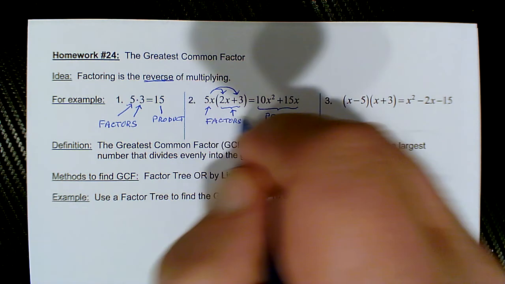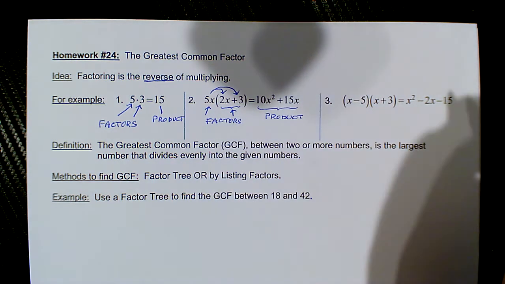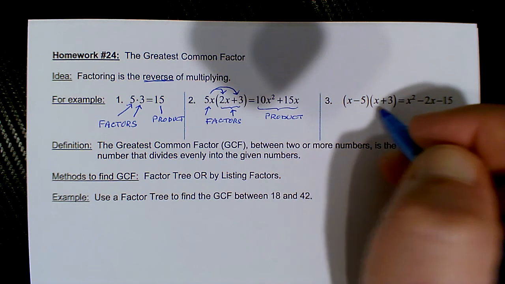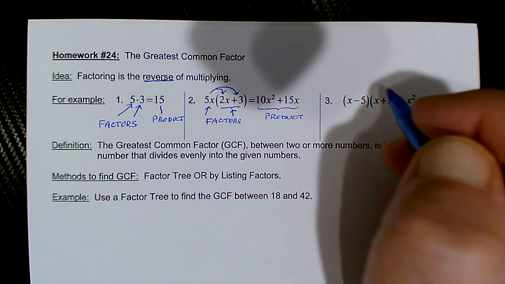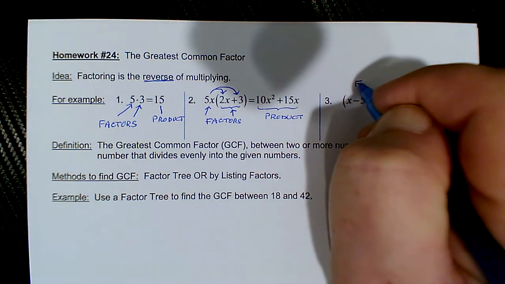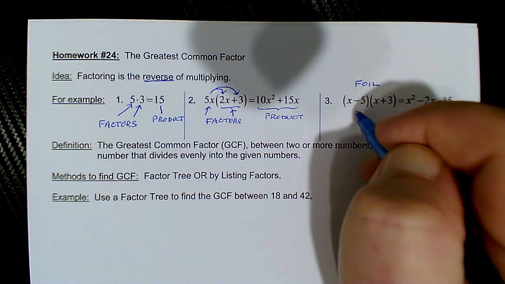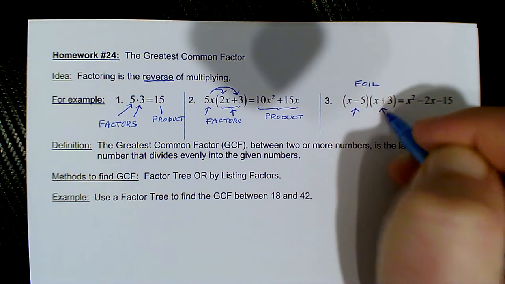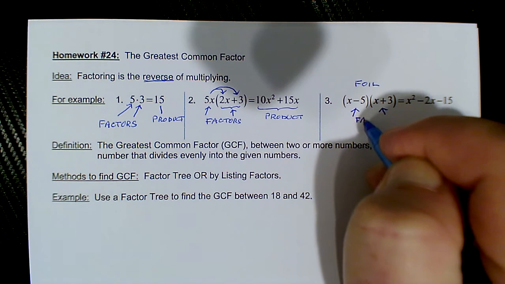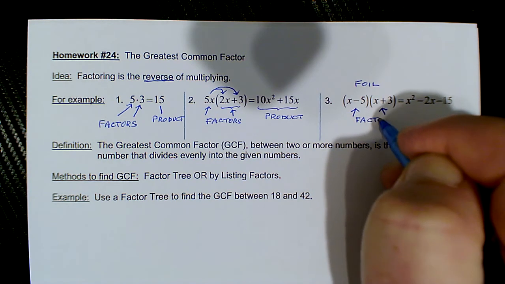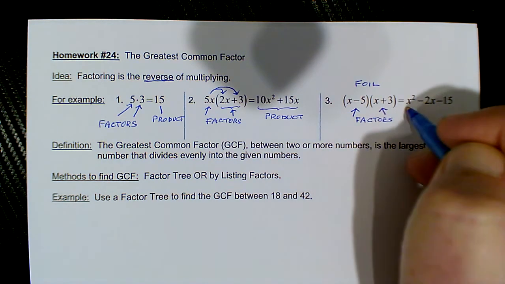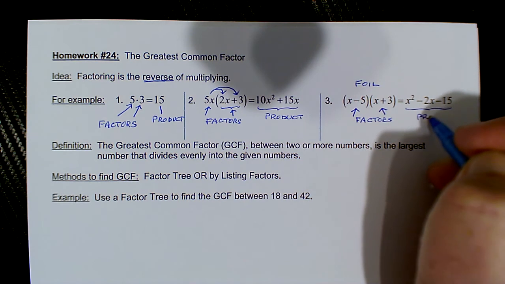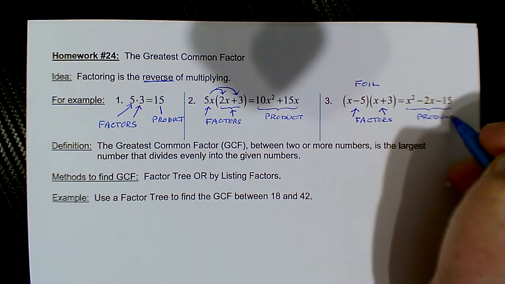So basically what we're going to do is reverse this process. And here's the interesting one where we have a situation where typically we would FOIL this out, and the x minus 5 and the x plus 3 are binomial quantities, the factors, and then this trinomial is our product.